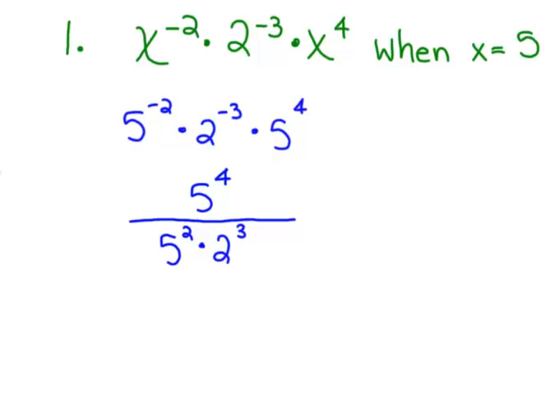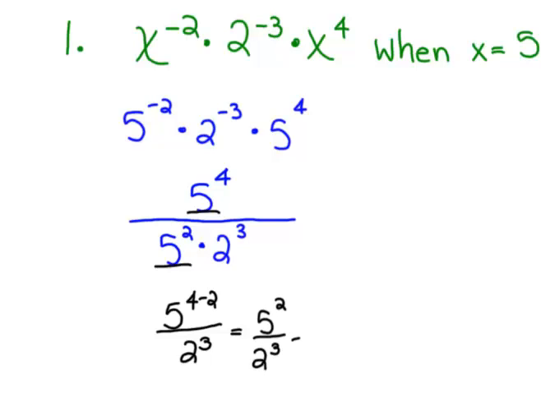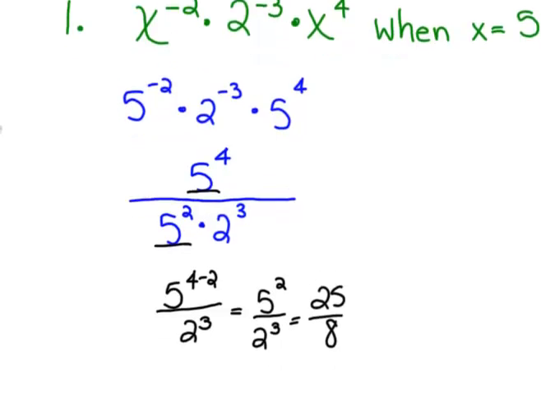So really, I don't need to put those 1s over the top. So now I'm going to evaluate this, but I'm going to remember that if the base is the same, I can keep the base and subtract the exponents. So this is the same thing as 5 to the fourth minus 2 over 2 to the third. Well, 5 to the fourth minus 2 is 5 squared over 2 to the third, which equals 25 over 8. Not bad, right? Okay, let's try that one more time.